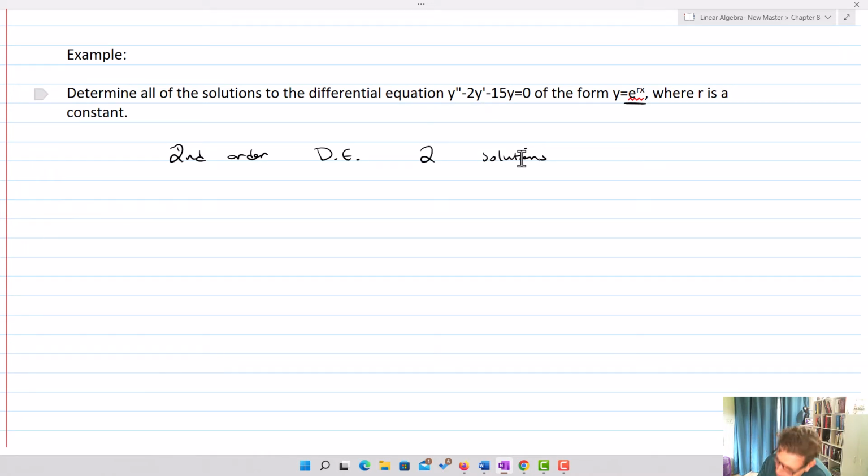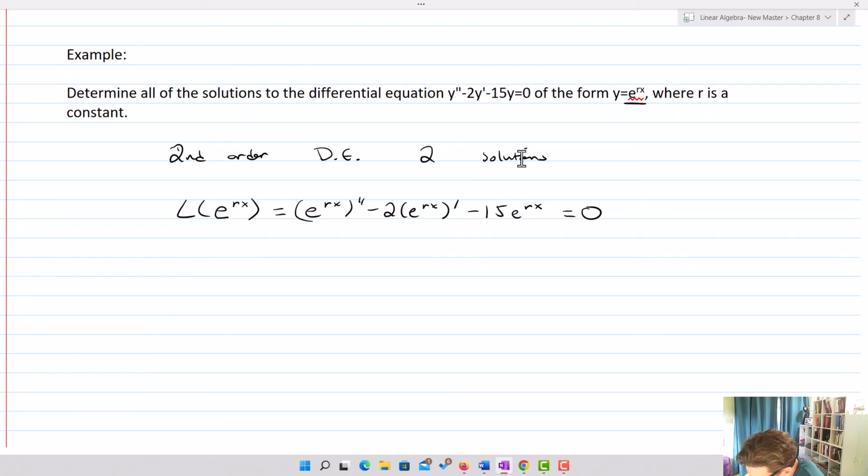So I'm going to say, okay, well, if that's the case, I'm going to plug in e to the rx, or I'm going to find L of e to the rx, and that's going to equal e to the rx double prime minus 2 e to the rx prime minus 15 e to the rx, and I want to set that equal to 0. And that's just, we want to find out whether or not this is a solution to this differential equation.